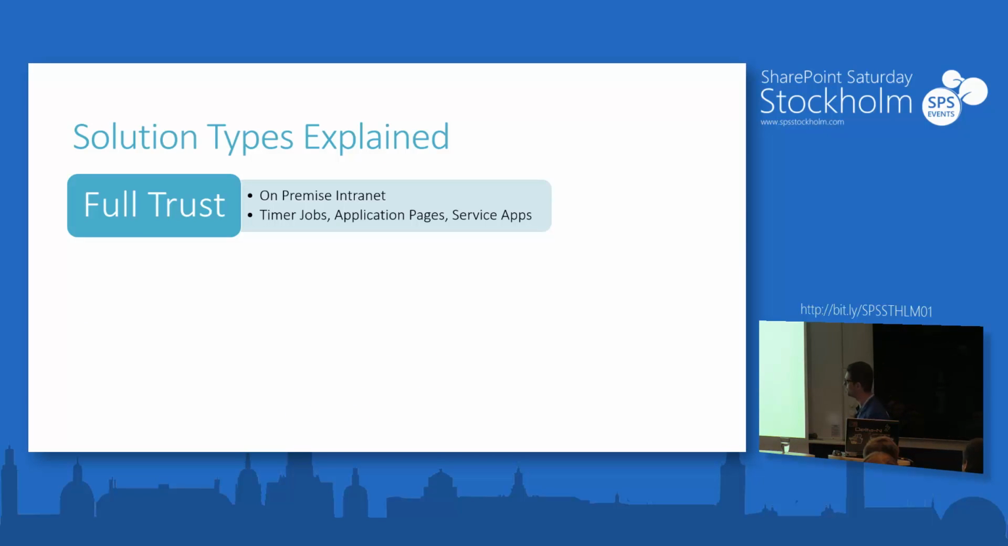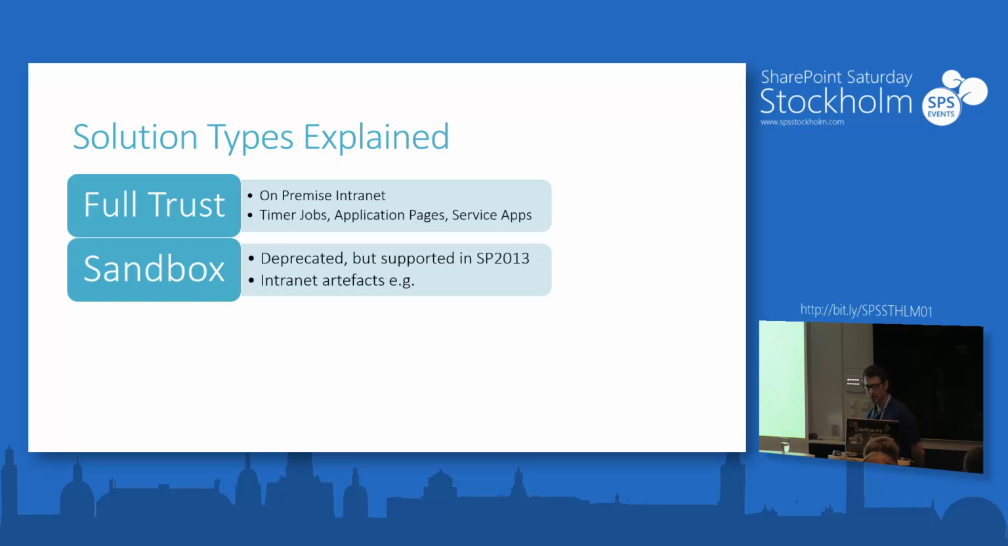Well, we all know this one, the full trust. It's still required if you want to deploy legacy things like timer jobs, application pages, or service apps. Mainly targeted at on-premise intranet. We then have the Sandbox solution type. It's deprecated as of today, but still supported in SharePoint 2013. It's still a viable option, I guess, if you just want to deploy intranet artifacts, things like images, content types, lists, and stuff like that. But it's deprecated, so you should take that into account, but it's still a good option.